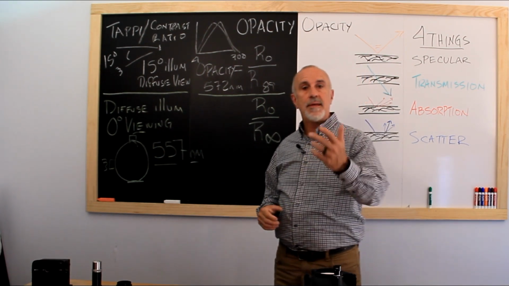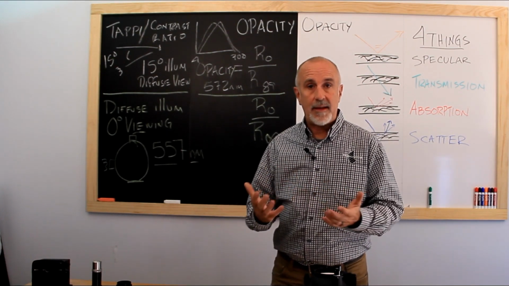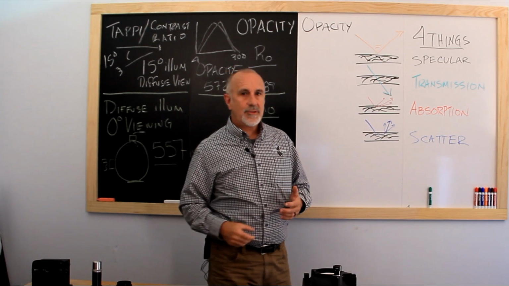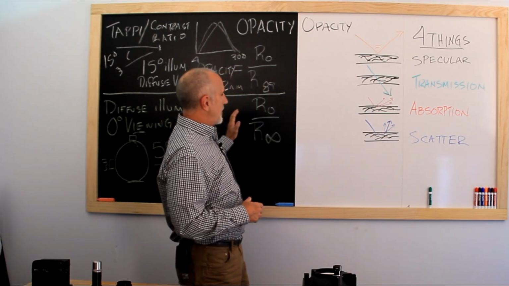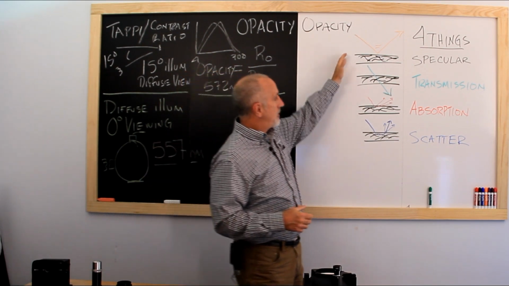And so what we're going to do in the next video is talk about some of those differences a little bit further, define that a little bit more, and then wrap that up by talking about whether you're using the ISO method or the TAPI method, how these things affect opacity.